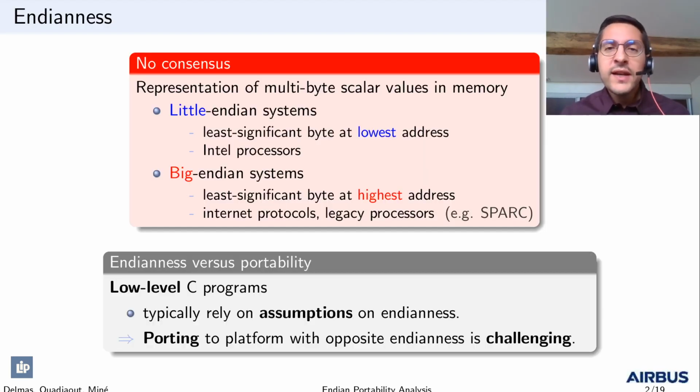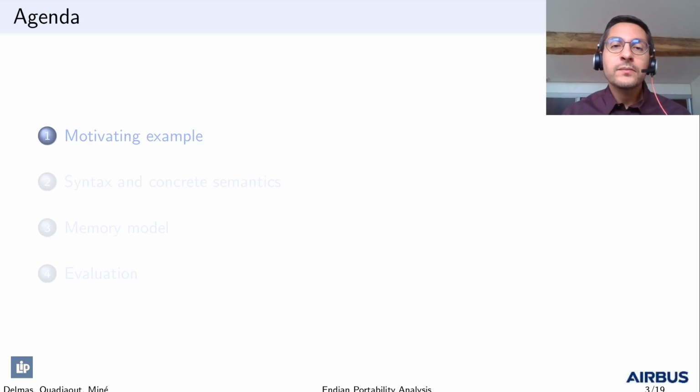Now, Endian is an important source of portability bugs, especially for low-level C programs. Indeed, the C standard leaves the precise encoding of scalar values partly unspecified. As a consequence, the same source code might behave differently on platforms of opposite Endian. Hence, porting existing software to a new platform with opposite Endian can be quite challenging. Let us show this on an example.